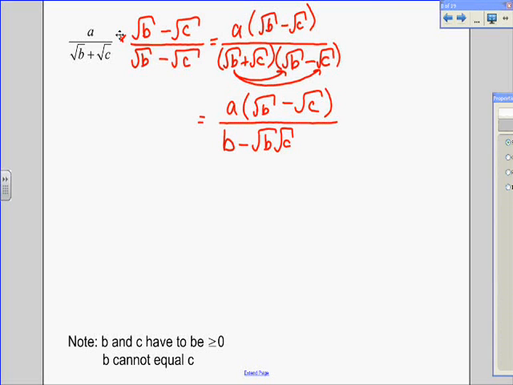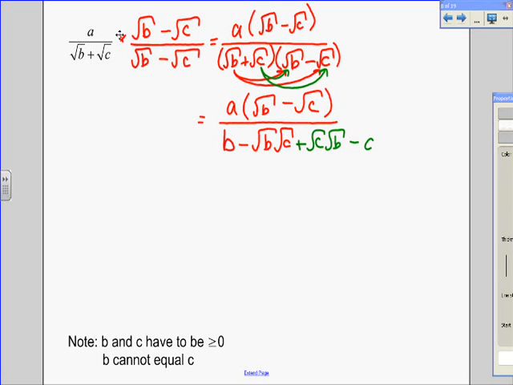Next 2 terms, let me switch colors here. I have square root of c times the square root of b. So plus square root of c times the square root of b. And the last one, square root of c times the negative square root of c. What does that give me? Gives me negative root c squared. Same thing as for the first term in this. That simplifies to a negative c.